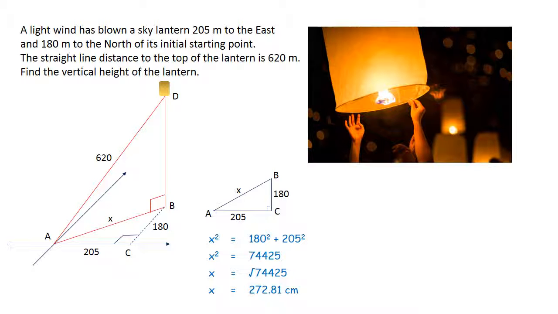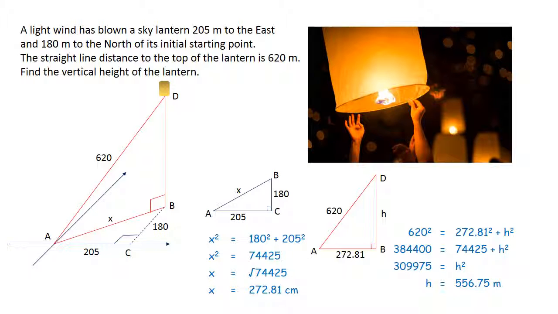Then we move to the red triangle. It's another Pythagoras theorem question. We've got the hypotenuse is 620. So 620 squared equals 272.81 squared plus h squared. By Pythagoras, we can work out that the height of the lantern is 556.75 metres.